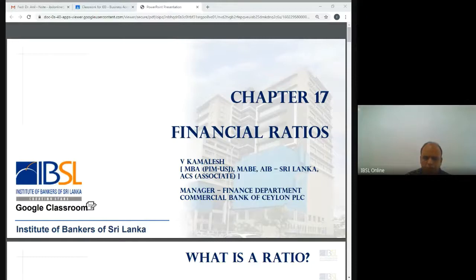Last week we looked at the statement of cash flows. So that completes the full set of financial statements as far as your examination requirement is concerned. Today we are going to look at a topic which is chapter 17, the financial ratios.